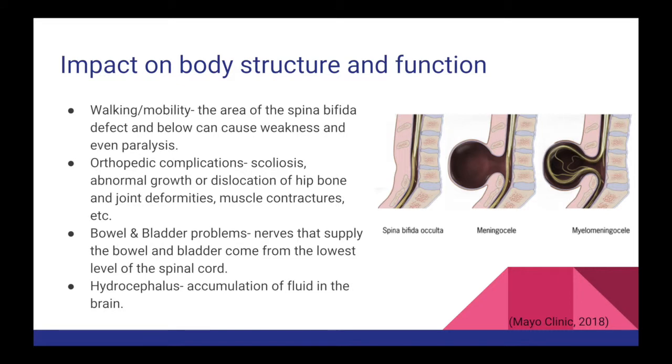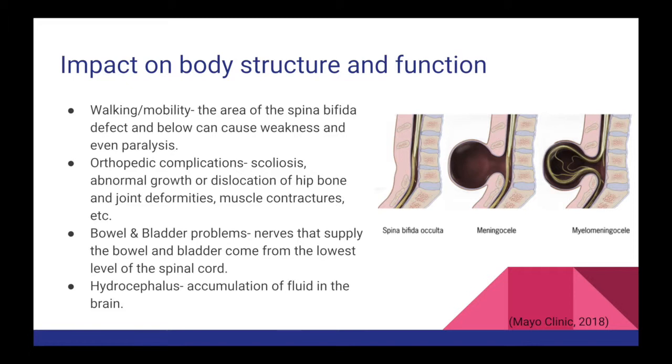Impact on body structure and function. Walking and mobility are huge areas that are impacted by spina bifida. The area of defect and below can cause weakness and even paralysis. This causes walking to be difficult as well as getting out of bed and navigating the community. Next is orthopedic complications. This includes scoliosis, abnormal growth or dislocation of hip bone, and joint deformities, as well as muscle contractures and more.